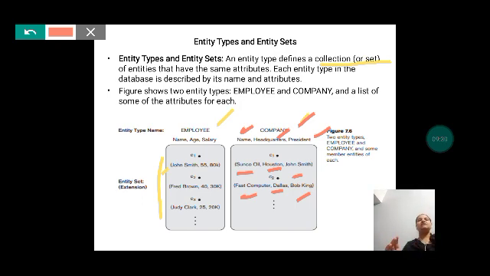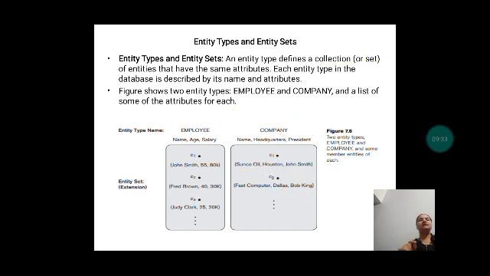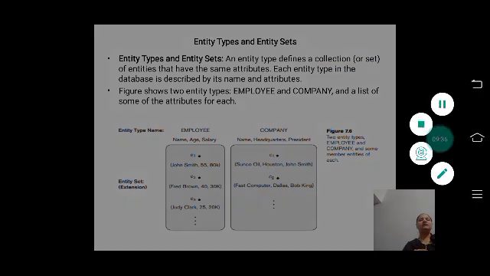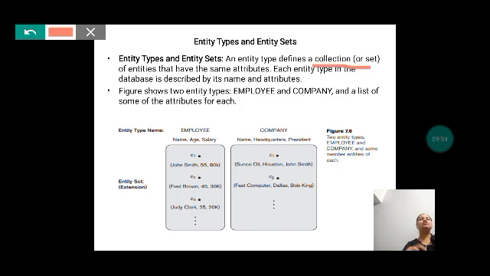Okay, so basically what is the definition of entity type? Entity type defines a collection or set of entities. See, this E1 is one entity, E2 is another entity, E3 is another entity. Each and every employee here is an entry. Similarly, in this, each and every company, whatever data we enter regarding that, is one entry. So this entity type defines a collection or set of entities that have the same attributes.